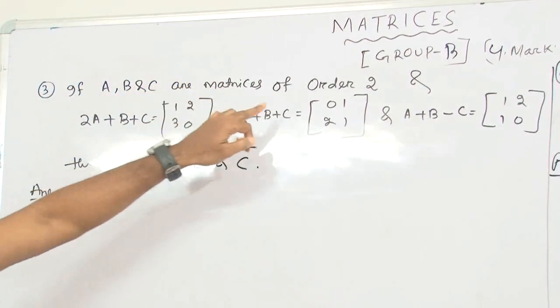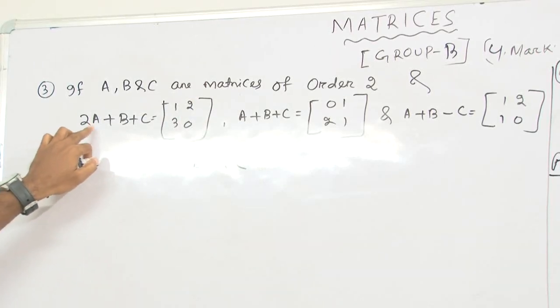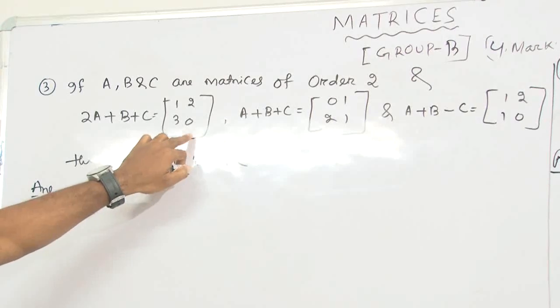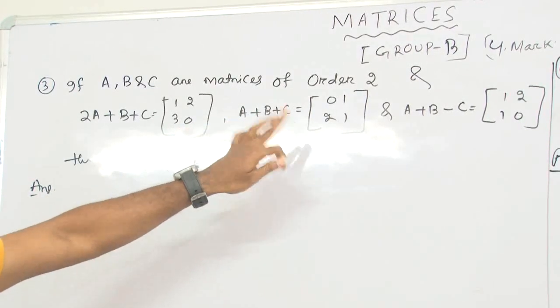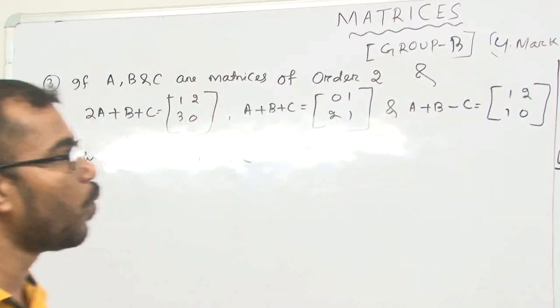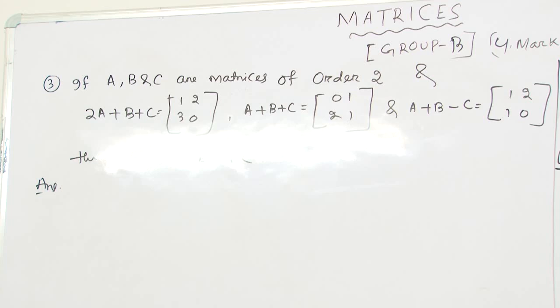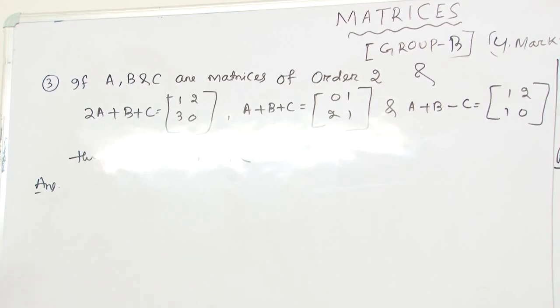If A, B, C are matrices of order 2, and the given matrices are 2A plus B plus C is [[1, 2], [3, 0]], A plus B plus C is equal to [[0, 1], [2, 1]], and A plus B minus C is equal to [[1, 2], [1, 0]]. Then we have to find the values of A, B and C. Now how to find the values of the A, B and C matrices.